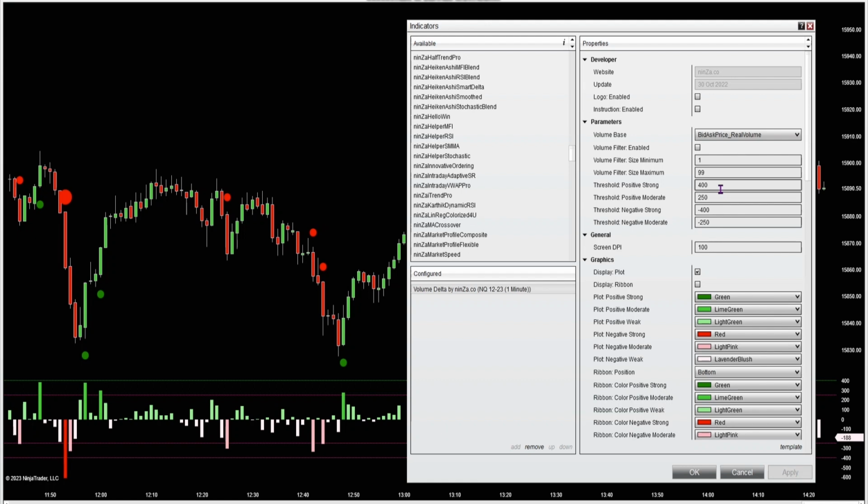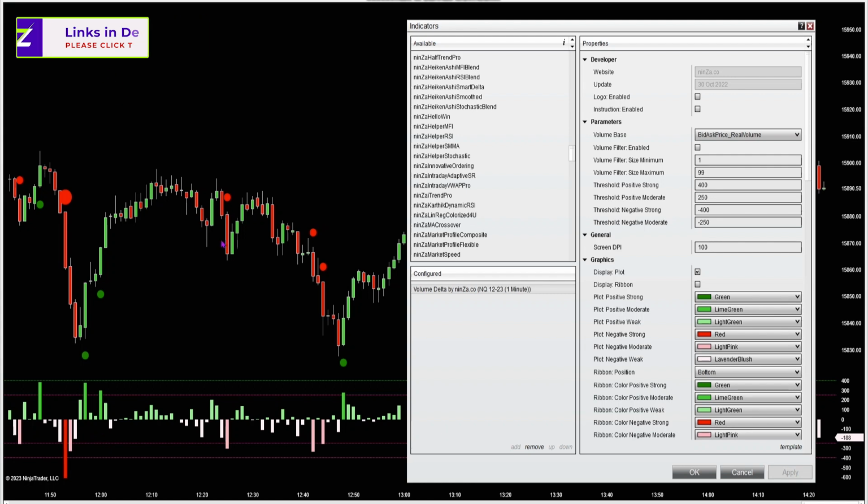They'll all be different. So to get the best numbers, you pull up an instance of the volume delta, you make sure your plot is enabled so it shows this histogram, and then you go back and look at previous days and get a gauge of where the maximum highs and lows are and where you would want to be alerted when there's strong or moderate delta.